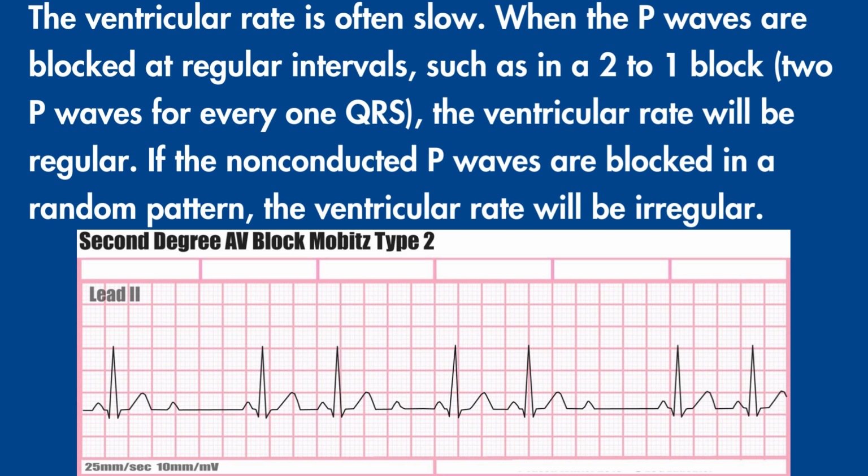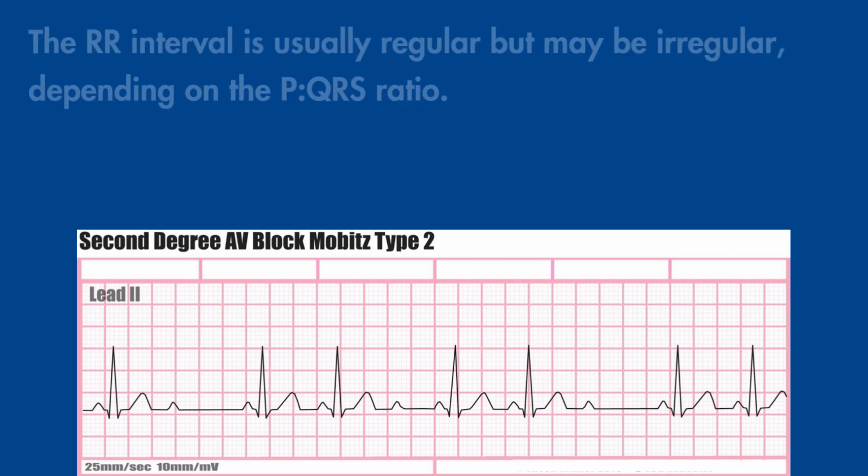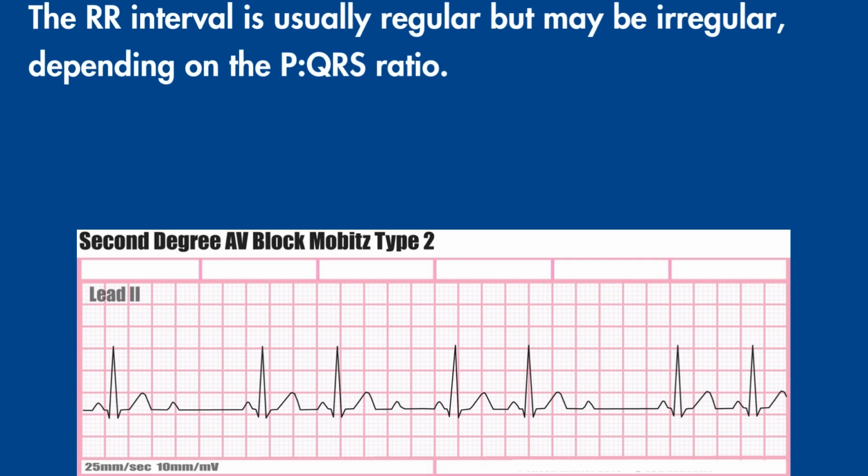When the P waves are blocked at regular intervals, such as 2 P waves for every 1 QRS, the ventricular rate will be regular. If the non-conducted P waves are blocked in a random pattern, the ventricular rate will be irregular. Atrial rhythm is regular, but ventricular rhythm may be irregular. The PP interval is regular if the patient has an underlying normal sinus rhythm. The RR interval is usually regular, but may be irregular depending on the P to QRS ratio.